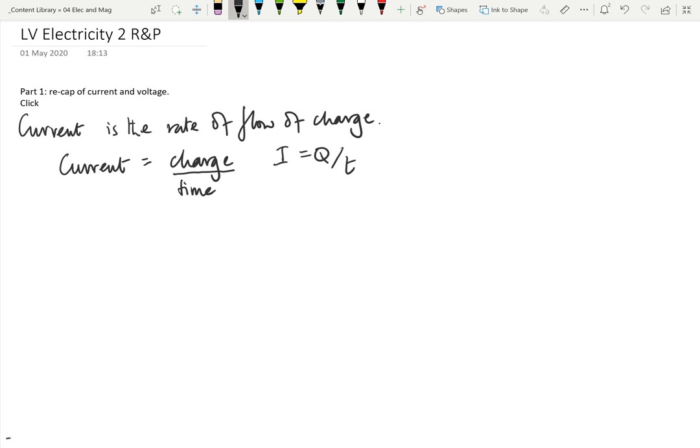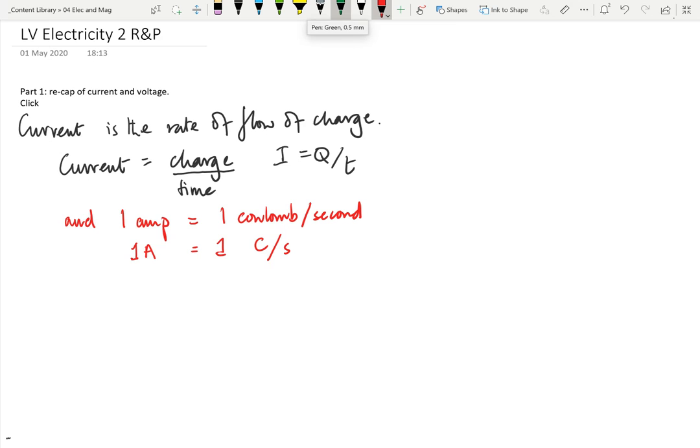And we can also say, in units, and I quite often like to put units in red, 1 ampere, or amp as it's nearly always called, is 1 coulomb per second. So in abbreviations, 1 amp, that's a 1 by the way, not an L, is 1 coulomb per second. So the coulomb is the unit of charge. The second we know is already the unit of time, and the amp is the unit of current.